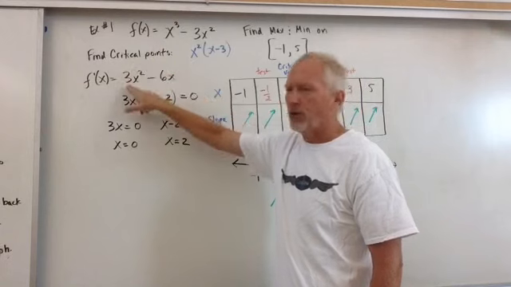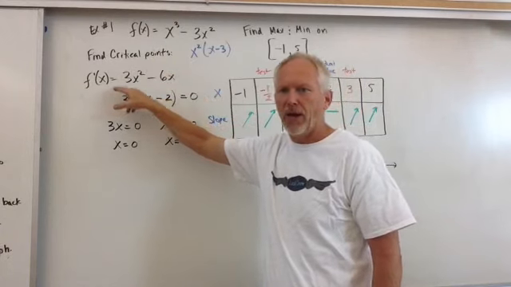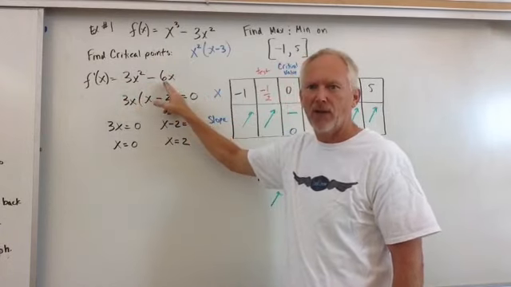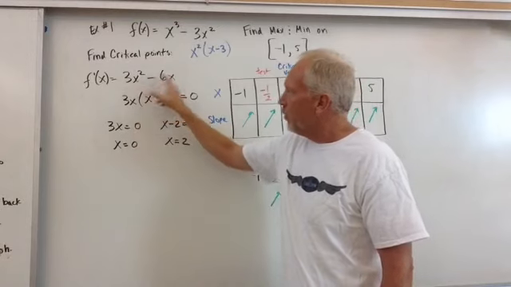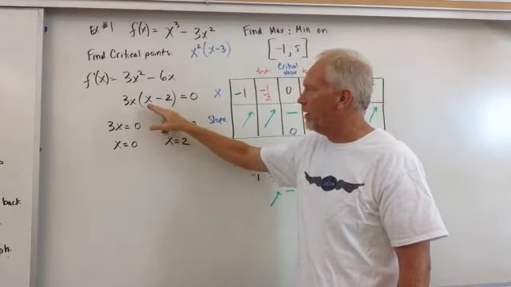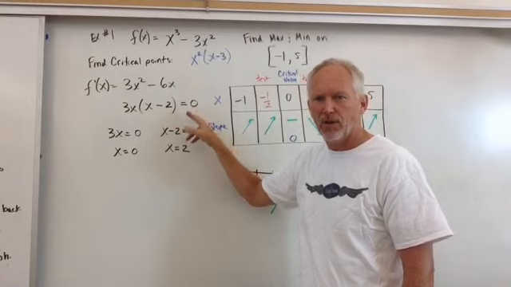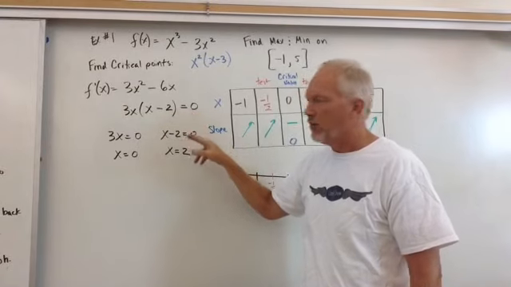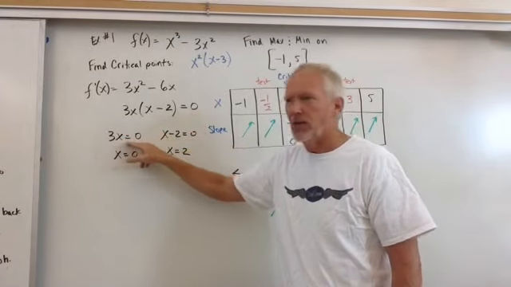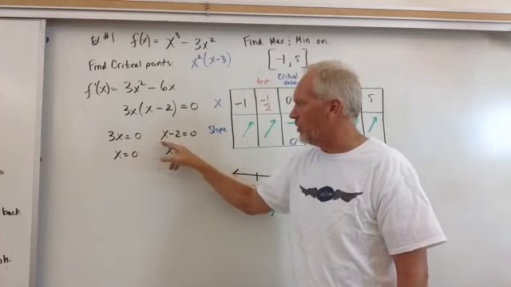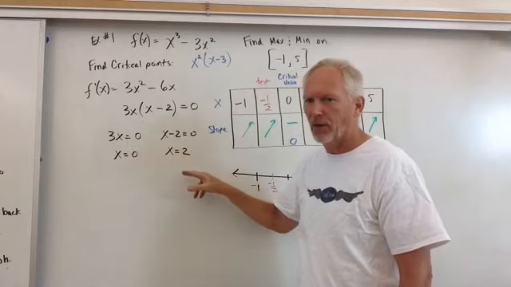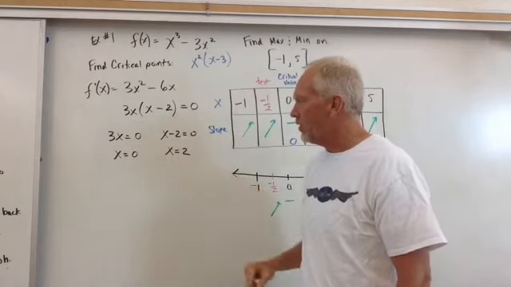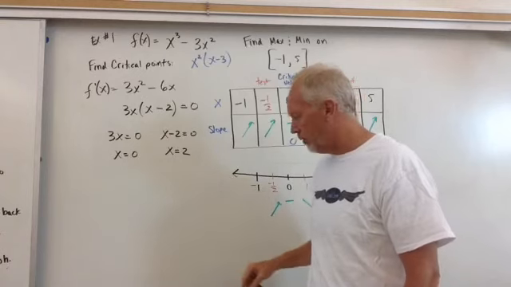So we take the first derivative, f prime of x is equal to 3x squared minus 6x. We can factor out a 3x. We get 3x times x minus 2. Set those equal to 0. Then set each piece equal to 0, so 3x equals 0 and x minus 2 equals 0. And we get 0 and 2 as our critical points.